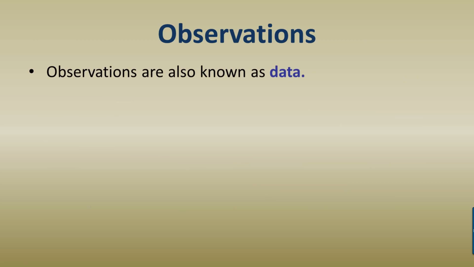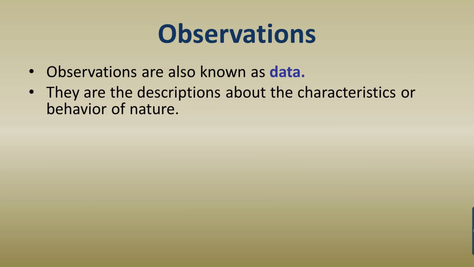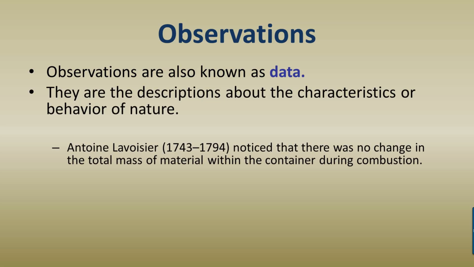An observation, sometimes that's known as data. So these are descriptions of characteristics. Here's an example. Antoine Lavoisier noticed that there was no change in the total mass of material within the container during combustion. So he placed some material inside a container, set it on fire, and saw that the container did not change mass, even though the material inside changed significantly in its appearance and composition.